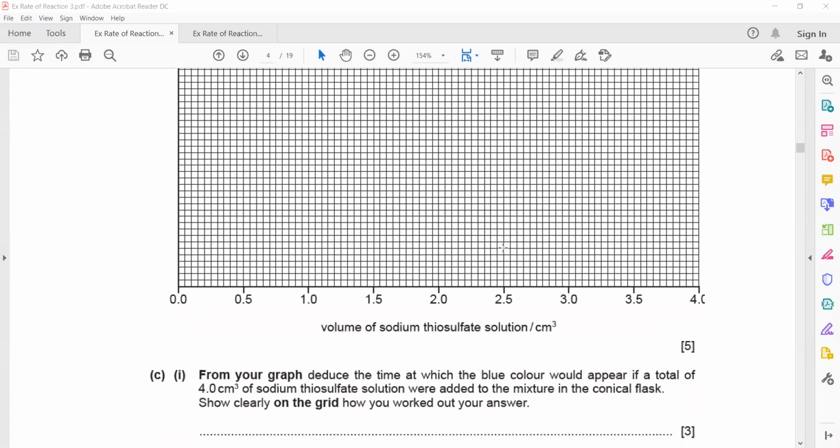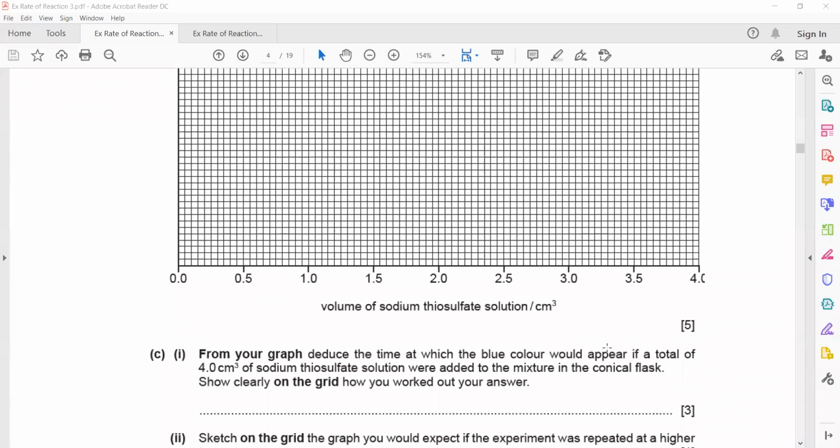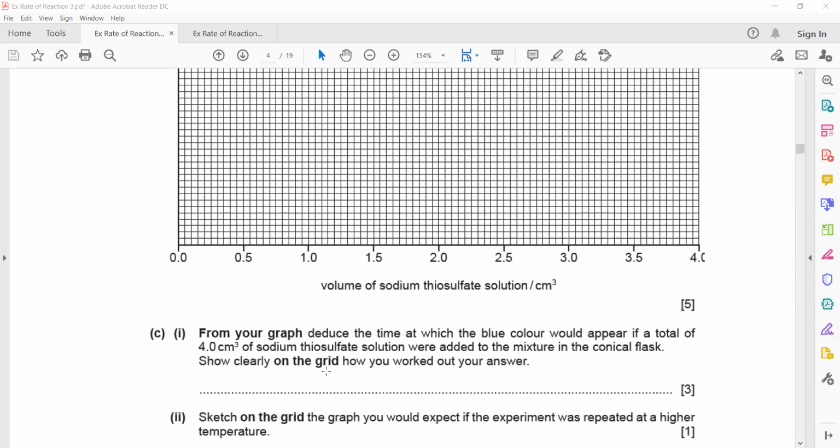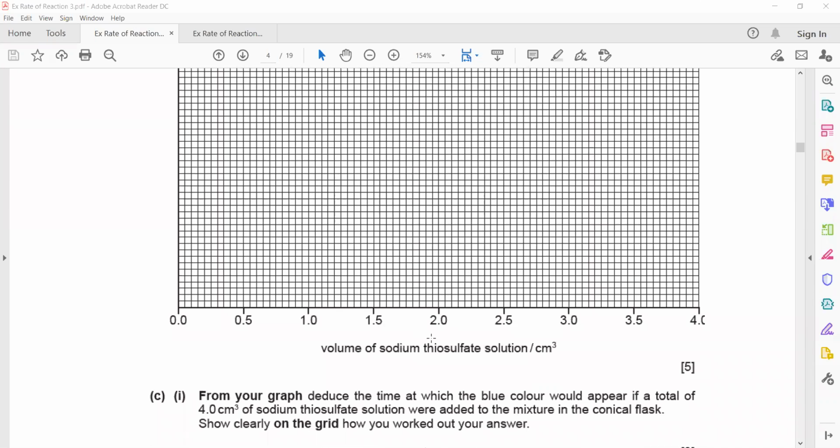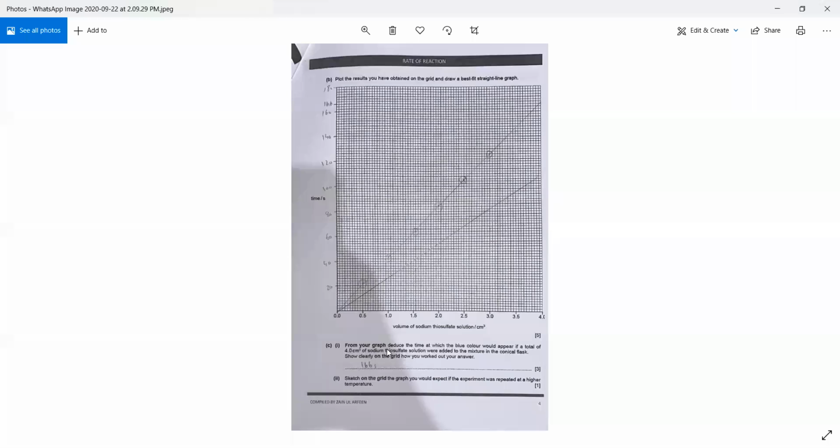From your graph, deduce the time at which the blue color would appear if the total volume of 4 cm³ of thiosulfate solution was added to a mixture in a conical flask, and show clearly on this grid how you worked out this answer. Let me show you the exact graph for this.